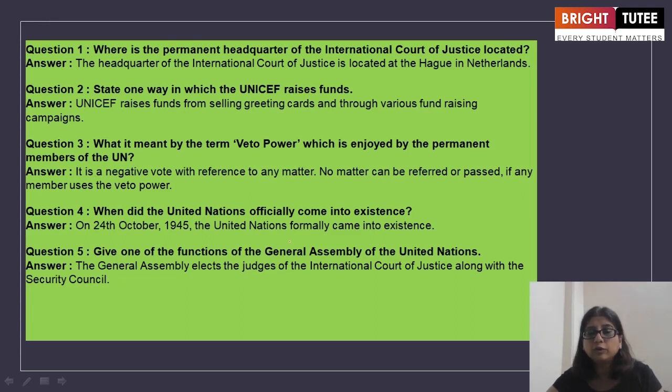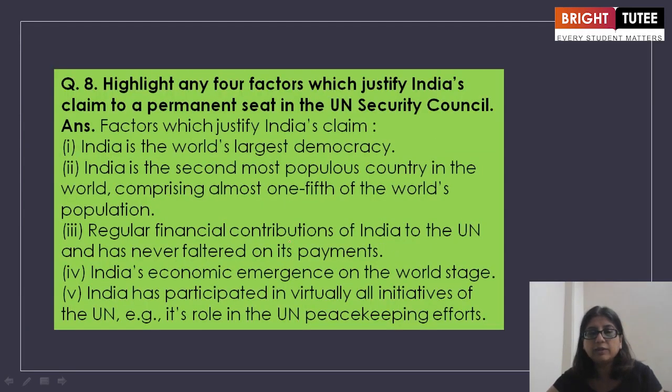On 24th October 1945, the United Nations formally came into existence, and the General Assembly elects the judges of the International Court of Justice along with the Security Council. Now highlight four factors that justify India's claim to a permanent seat in the United Nations Security Council.